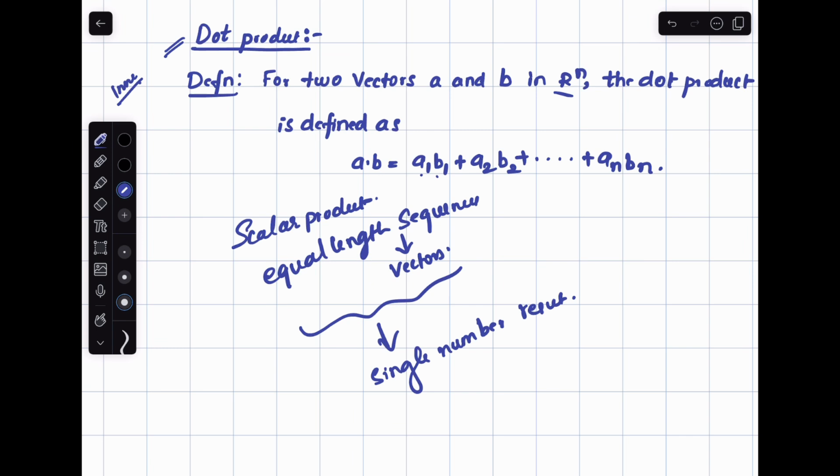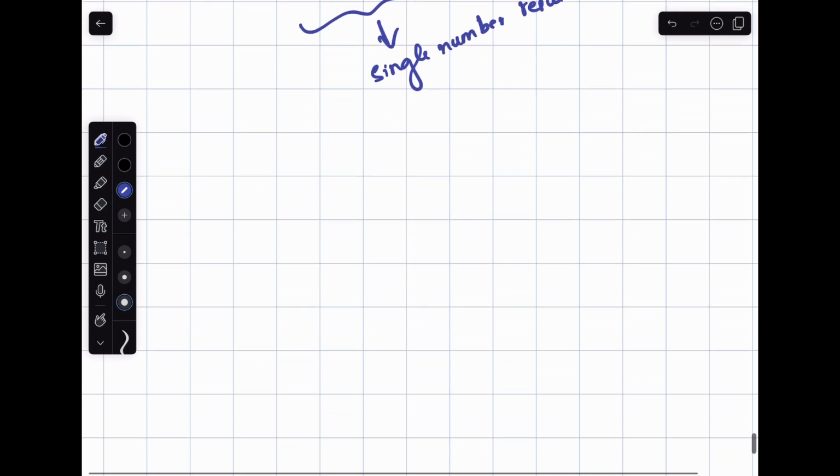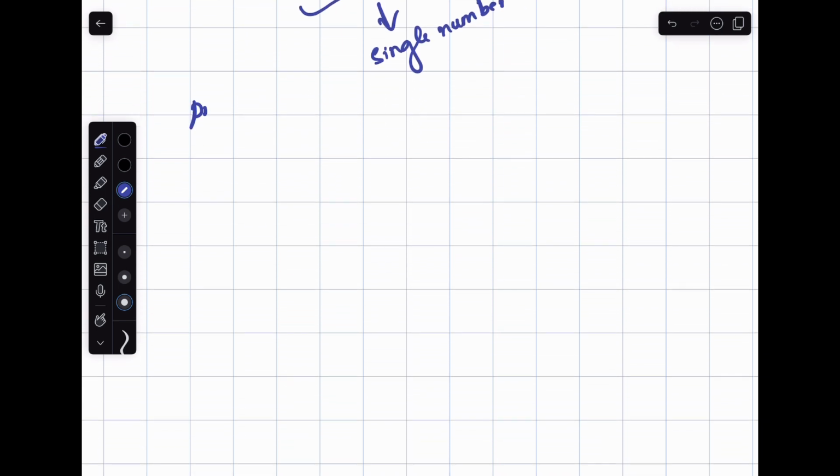Now without any delay, we will see the properties of the dot product. The first property is the commutative property, which is well known. The commutative property is a · b = b · a. With the property we will solve one example, so it will be easy.